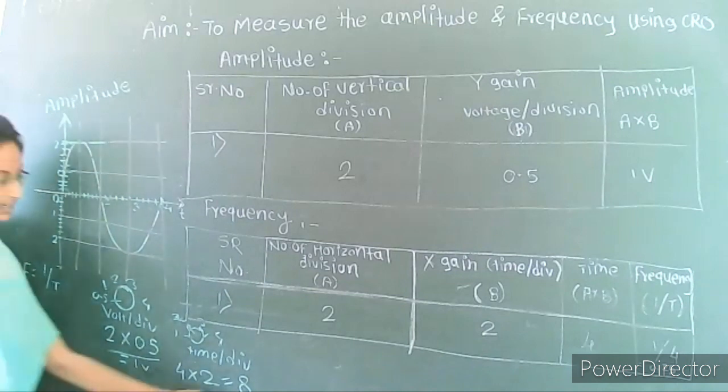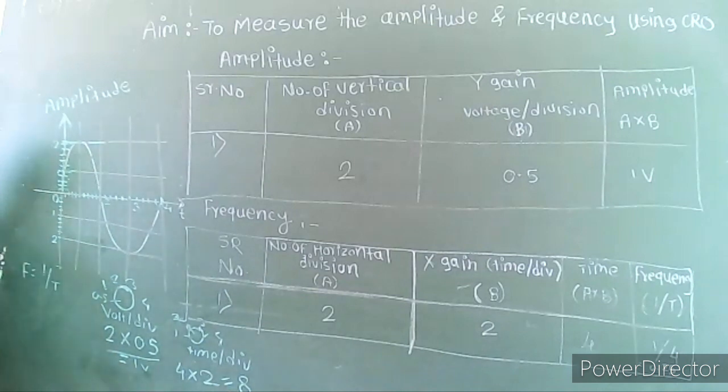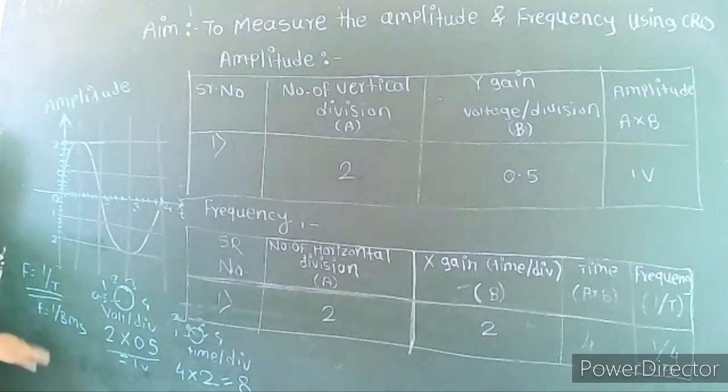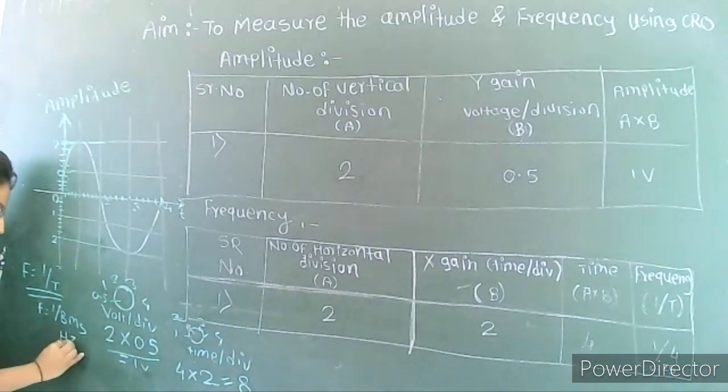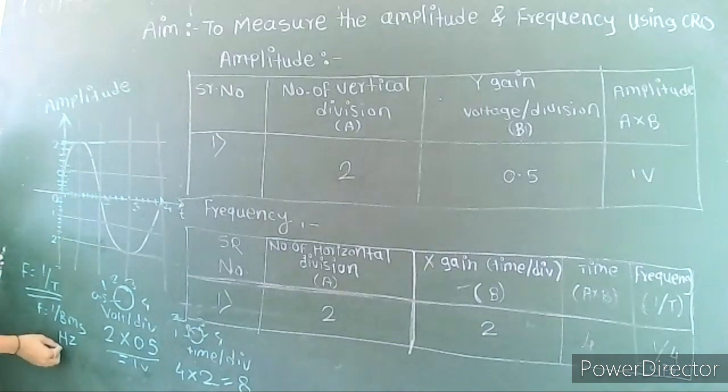So what is the time period? That is 8 milliseconds. Just simply put this 8 milliseconds in this formula. So F is equal to 1 upon 8 milliseconds. Whatever calculation comes from this is nothing but our frequency, and this frequency is in hertz, because the unit of frequency is hertz.